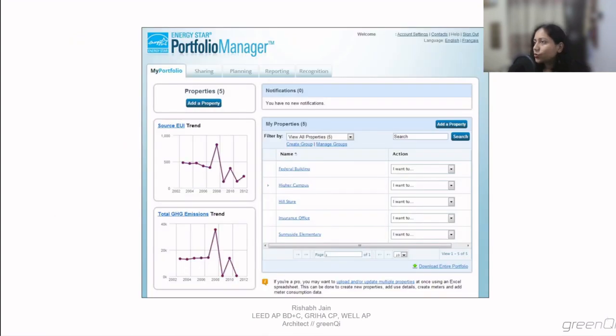So this is how the dashboard of Energy Star Portfolio Manager looks. Different property managers can list a bunch of their properties here, not just one, and they can track different buildings at the same time, to track their performance if they have implemented any conservation measures and they want to see how much it is performing based on those measures.